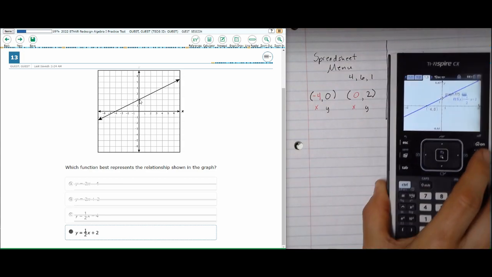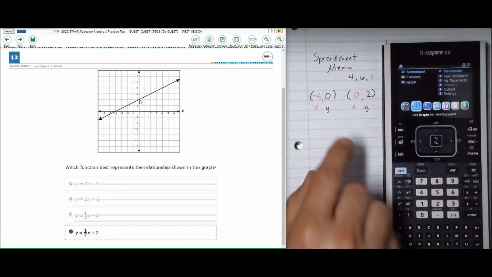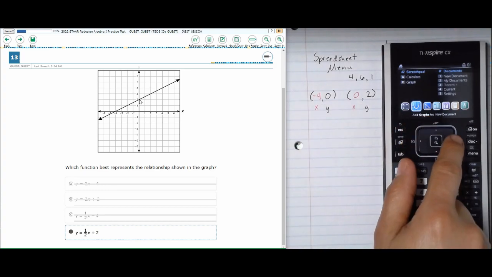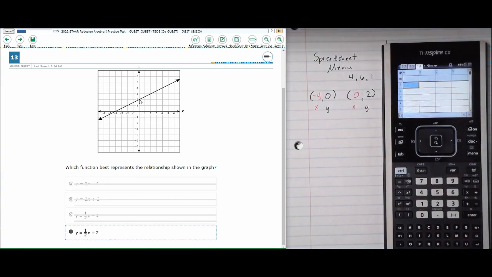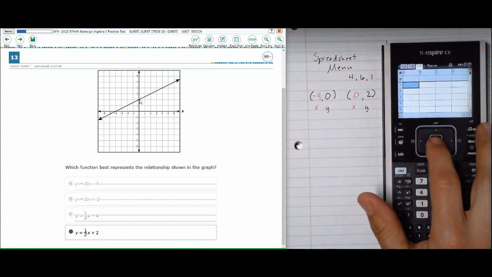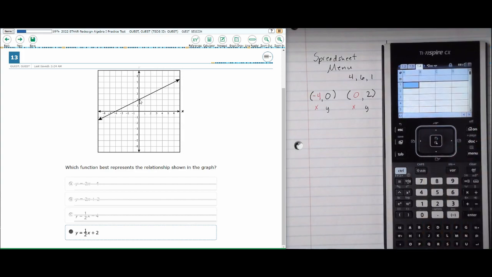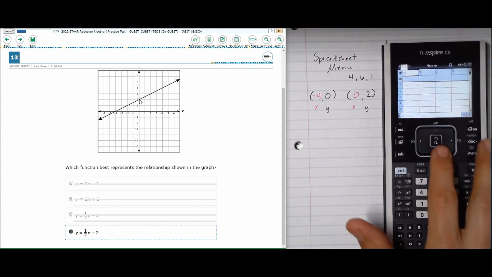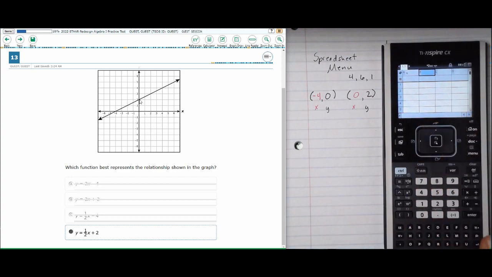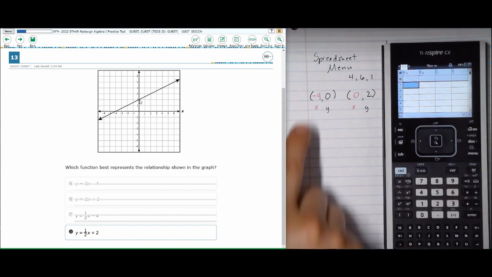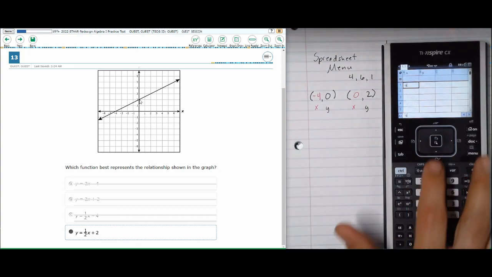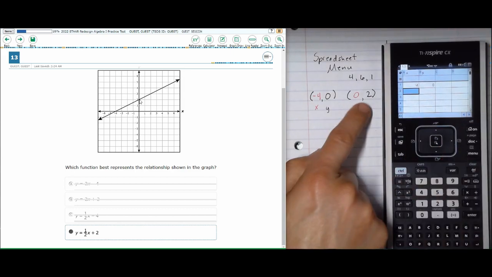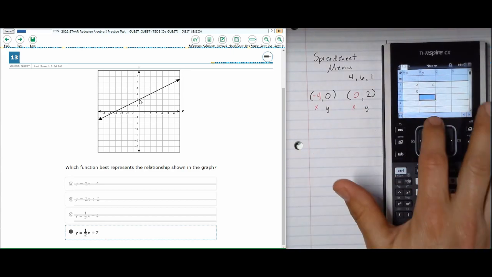Now I'm going to get my calculator, and I'm going to actually use the spreadsheet, using the x-intercept and the y-intercept to go ahead and see if I get the same answer. So I'm going to go into spreadsheet. Now notice I do have a lot of spreadsheets, so I'm going to delete it out. Go back in, change A to X, change B to Y, and I'm going to put in my ordered pairs, -4 and 0. That's my x-intercept, and 0 and 2. That's my y-intercept.